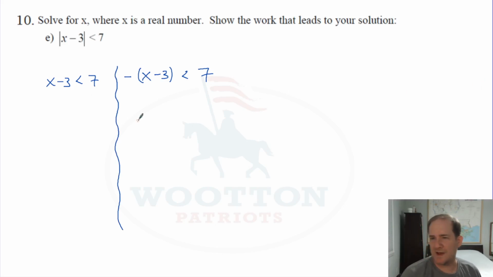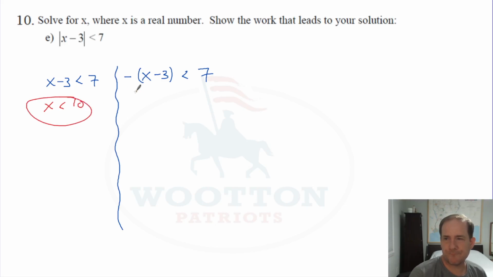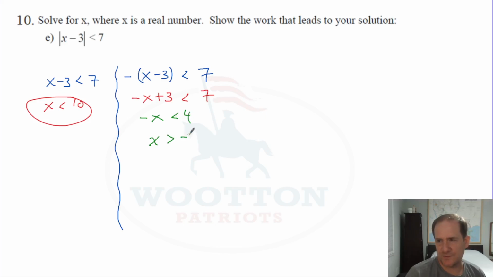First one's pretty simple. You add 3 to both sides and you get x is less than 10. This one's a little less simple. You probably want to just distribute the negatives. You get negative x plus 3. Nothing weird yet. We're still less than 7. Then you subtract 3 from both sides. No sweat there either. That just turns us into a 4. Then you multiply or divide by a negative. Remember, that will always make the sign switch. And this 4 turns into a -4. So there you have it.